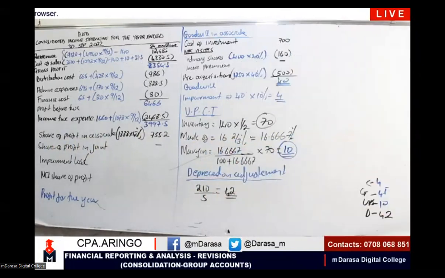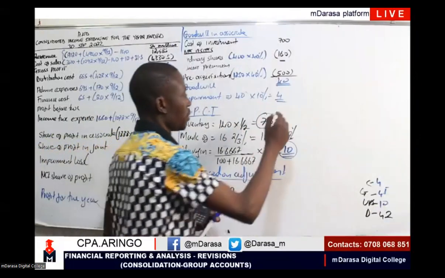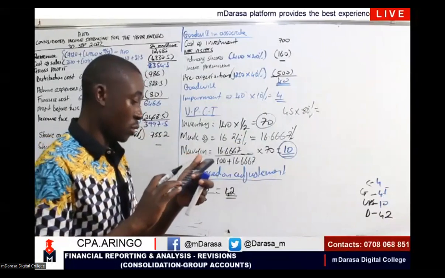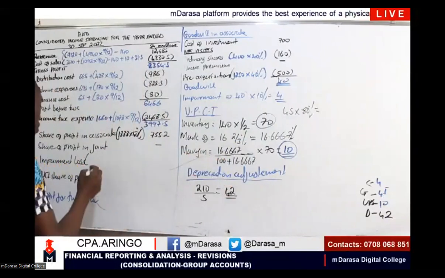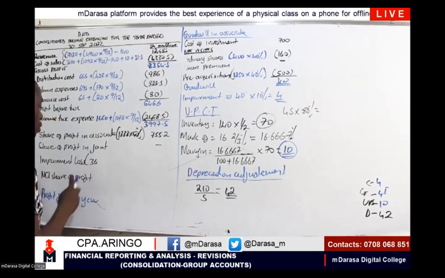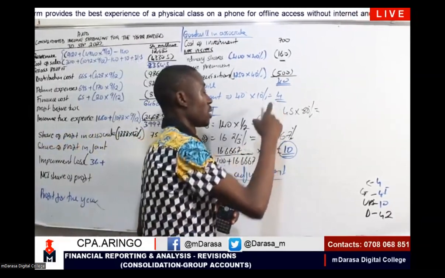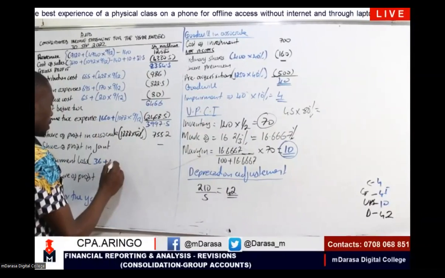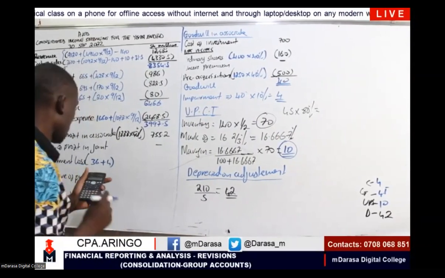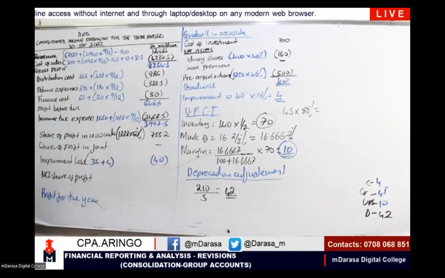Recall how we computed our impairment, right? We had 45. So 45, what was the share of the parent? 45 times 80%, our acquisition. We had already computed that one. 45 by 80 to give us 36. So I'd be having 36 here in subsidiary plus the one in associate, which was 4. So at the end of the day, I should be having 40 here. That is impairment loss, which you need to deduct.